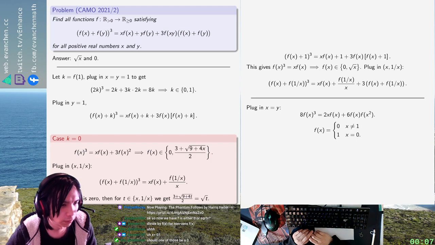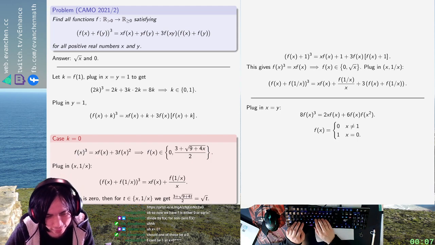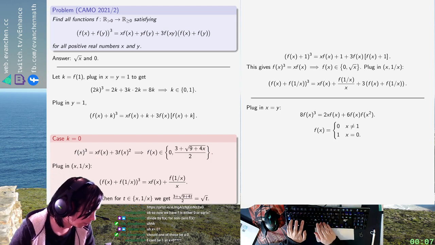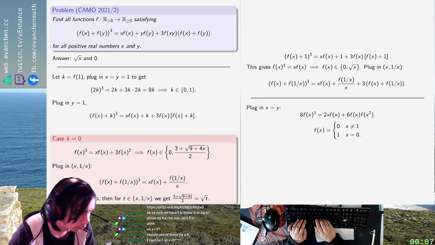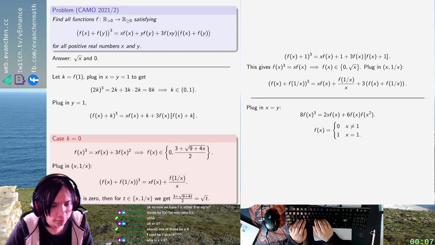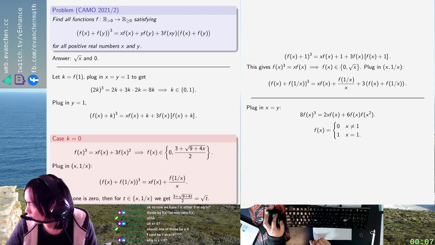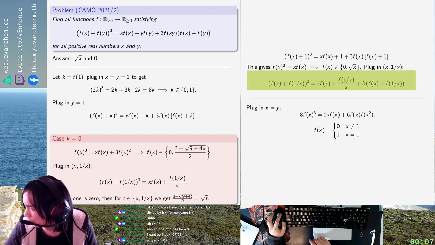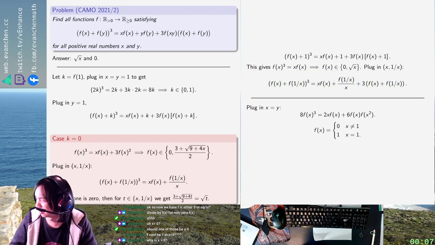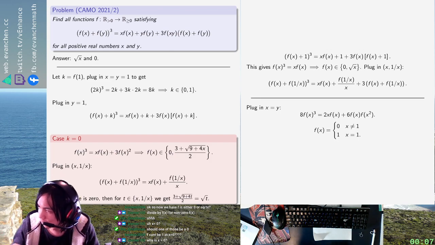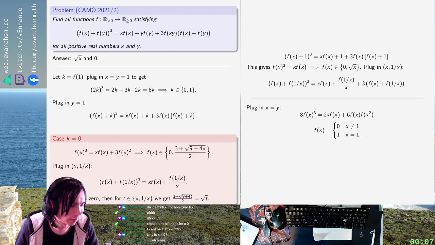Should one of those be a 0? Oh, sorry. I meant to write x equals 1. I don't know what I'm thinking. In order to show that this is not a solution, I need this equation. Wait, actually it works here as well. Hey, is this a solution? Am I being joked at? Is this a solution?